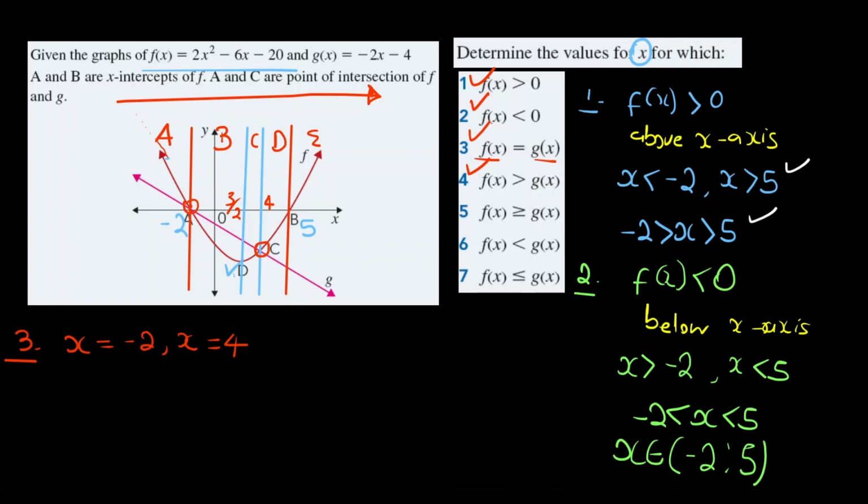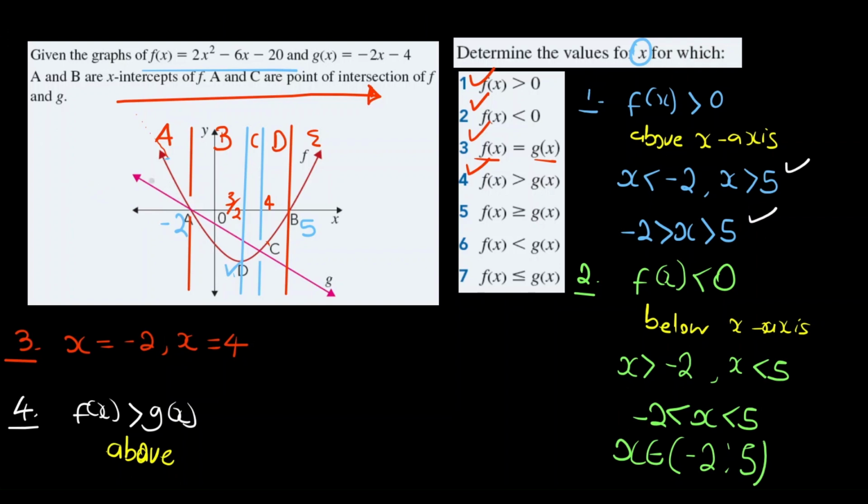Number 4 is asking us something very interesting. He's asking us, where is f of x greater? Remember, greater in common language means above. So where is f of x? Instead of saying greater, you can just say above g of x. Where is f of x above g of x? So remember that g of x is our straight line, right? G of x is nothing more than our straight line. So where is f of x above g of x?